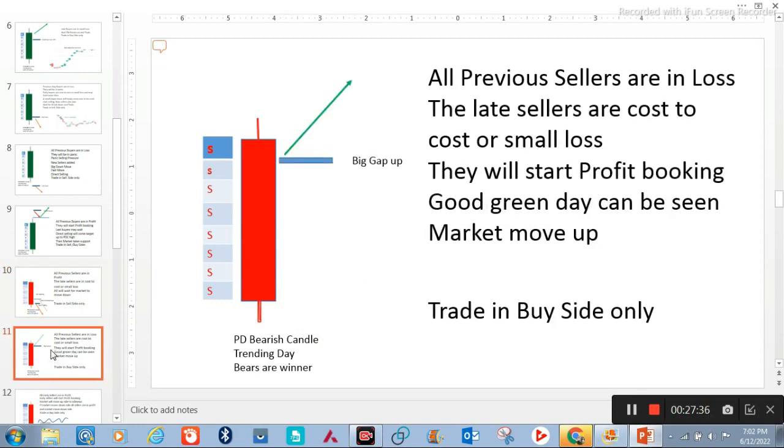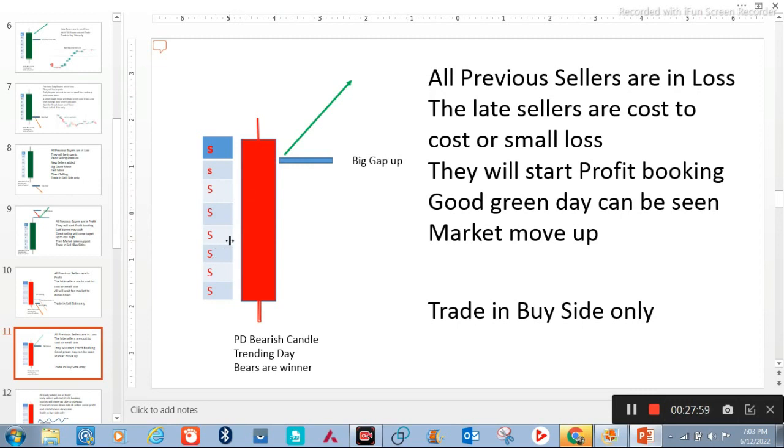Next scenario, same bearish candle. All are sitting on the sell side. Previous day all are sitting in the sell side only. It is a trending day. Bears are the winner for the previous day. All previous sellers are in loss. Why?